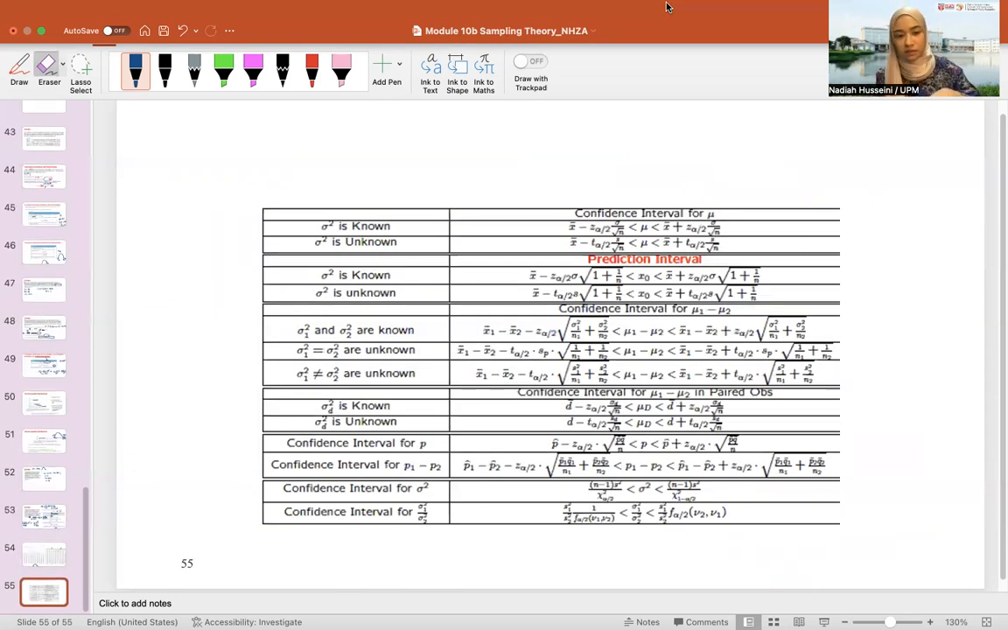Okay, we're done with confidence interval. So let me introduce you to hypothesis testing. But before that, any questions about confidence interval in general? Any concerns about the questions that will come out? Anything about module number 10? Nothing about module number 10?